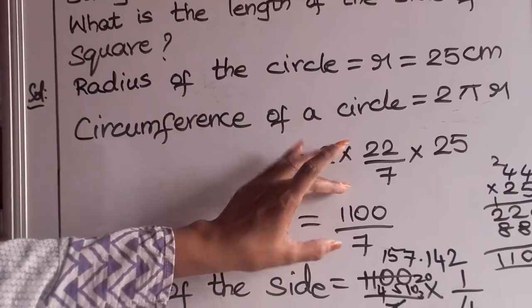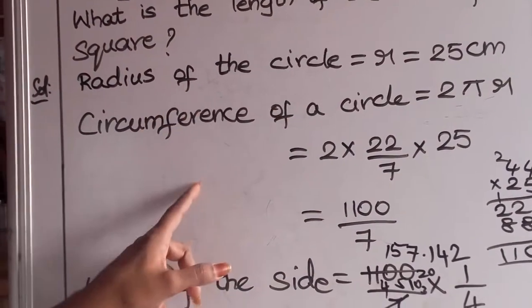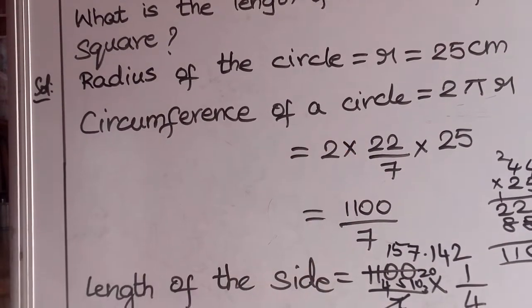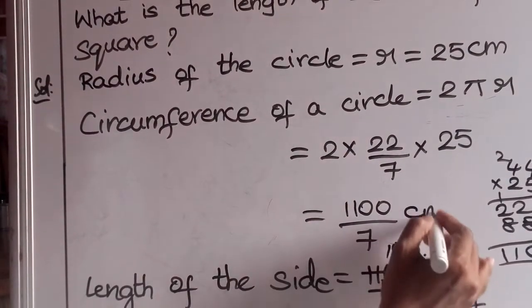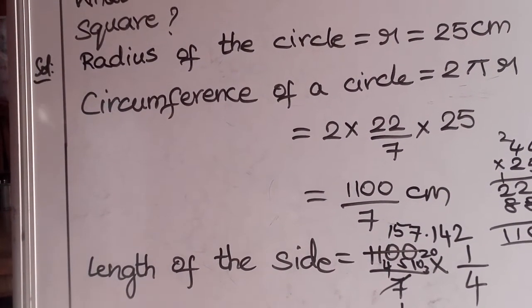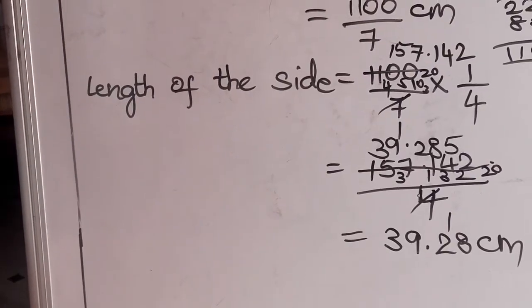Then that circumference is made into a square. A square will have 4 sides. So this total, these total centimeters, is divided by 4. And then we got the answer as 39.28. Understood this? Copy in your class workbooks, children.